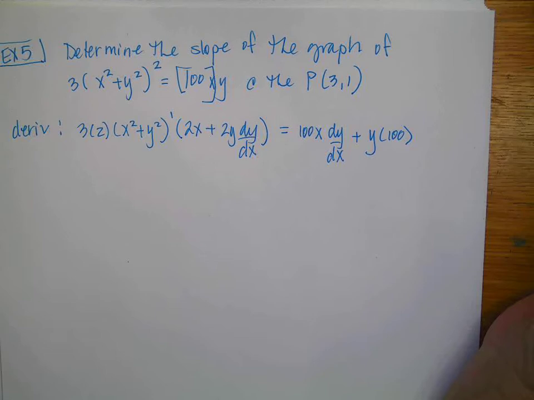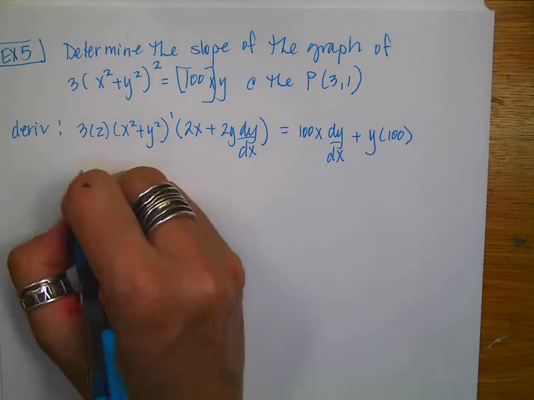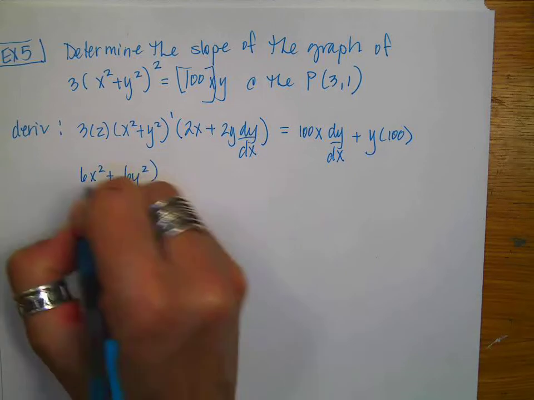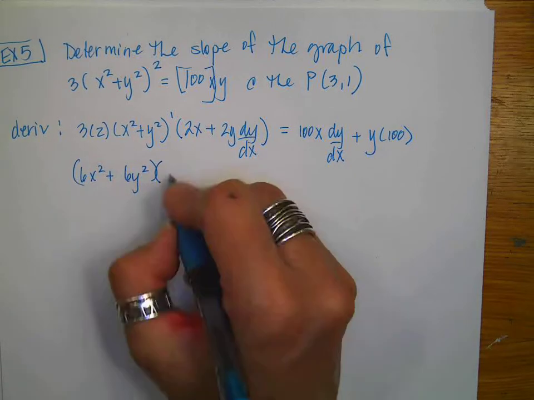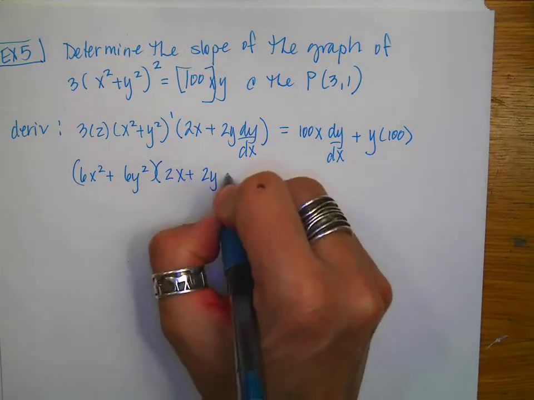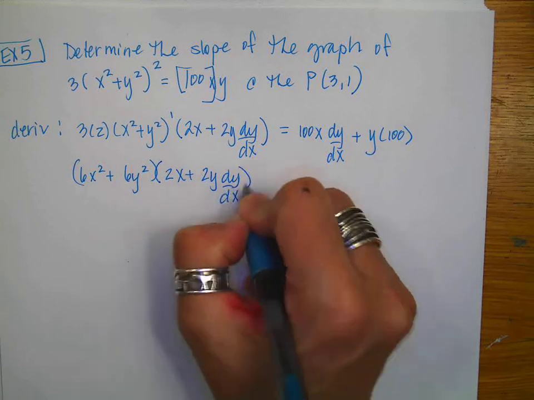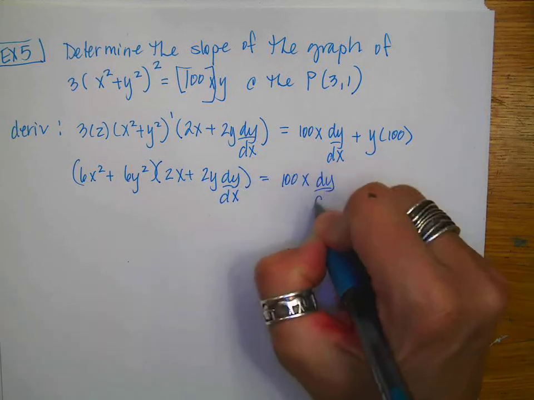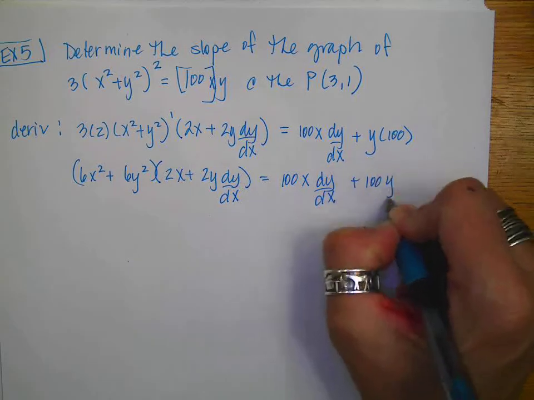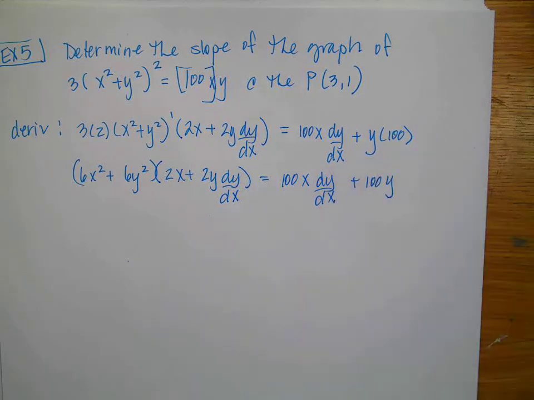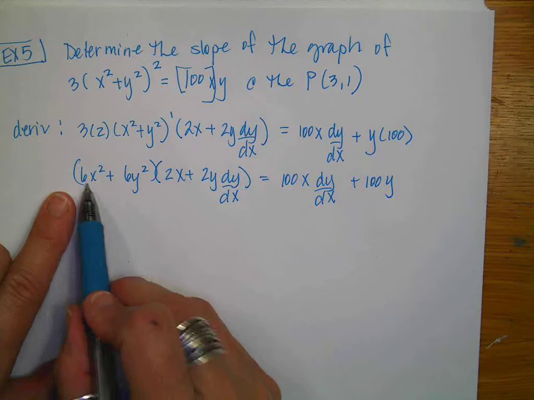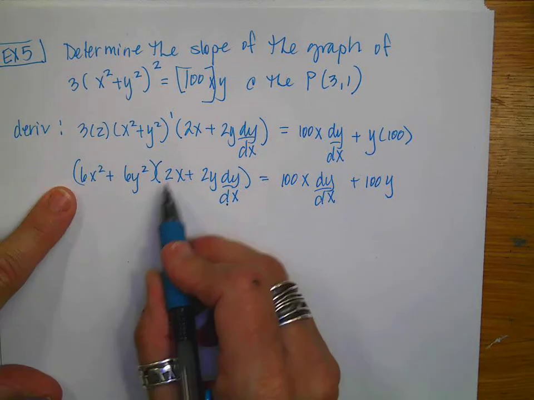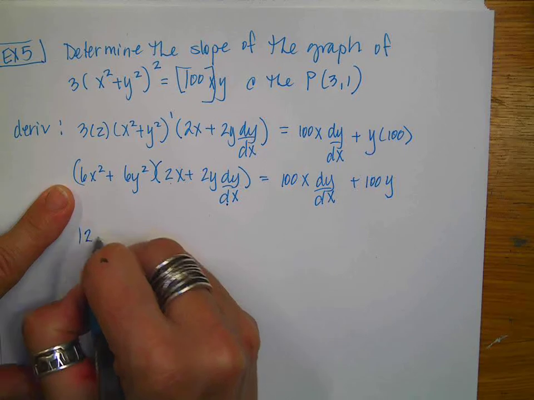Okay? So now what I'm going to do is I look through my problem. I'm going to simplify a little bit. So I have 6x squared plus 6y squared, and then I have a 2x plus 2y dy/dx is equal to 100x dy/dx and 100y. This is a little bit hard to separate, so what I'm going to do is distribute these terms because I need to isolate the dy/dx's.